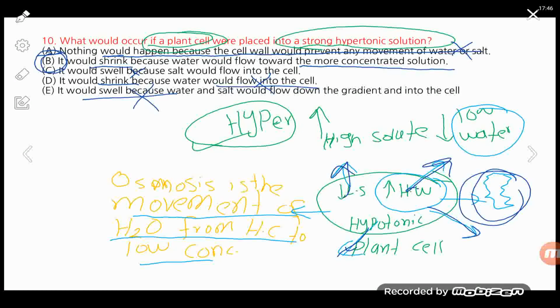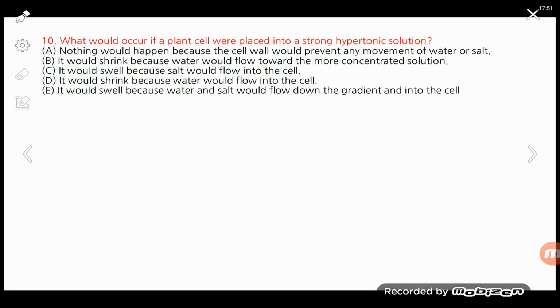Okay, let me clean the screen, guys, for you. So the possible answer is B. It would shrink because water would flow toward a more concentrated solution. More concentrated solution means the hypertonic solution, meaning high solute and low water. Okay, so this is the end of part 1 of the cell. We will continue in the second part, in which we have another 10 questions related to the cell.